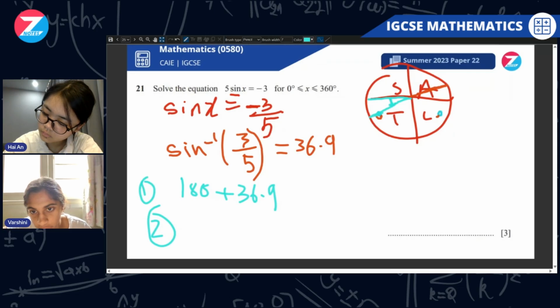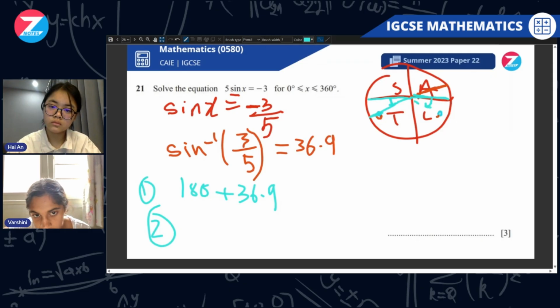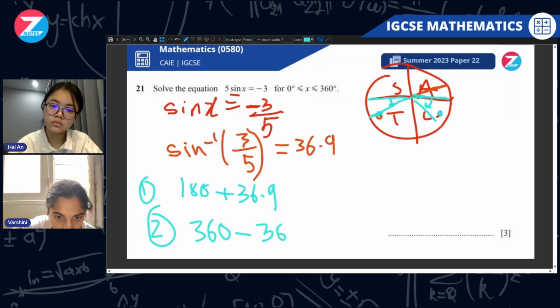So over here we can also find it. We also know that if this is 360, we have to go backwards by our angle to find it over here. So that is going to be 360 minus the angle we got, which is 36.9, the base angle.